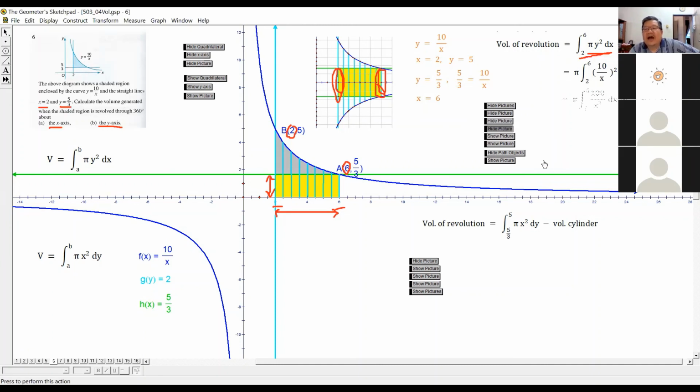And what are the dimensions of the cylinder? The radius is 5 over 3. The height is 4. Any question? No, teacher. It's very clear, drawn there very clear. Okay, so now we proceed.